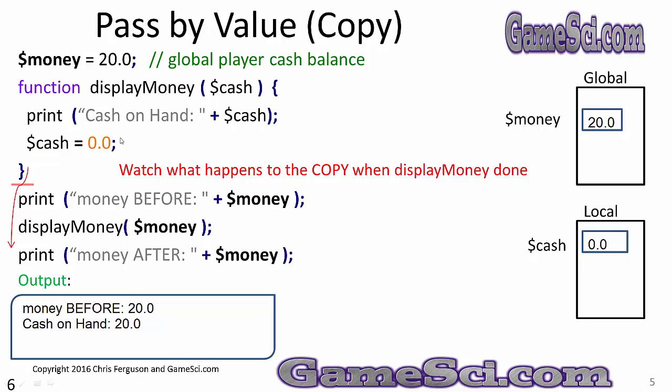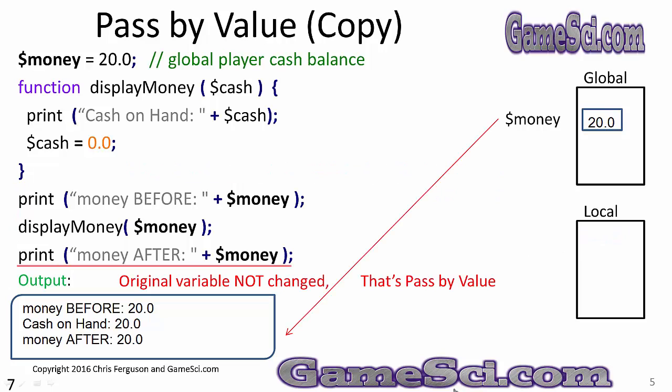Watch what happens to the copy when display money is done. Obviously, when we hit the closing curly brace of display money, we're going to go back to here. But look at this right side. Look at the local variable and look what happens to that local variable when we return. Boom, the local variable disappears. The local variable that we zeroed out, well, who cares that we zeroed out? It's not the global variable. The global variable's just fine. I print money afterwards, and guess what? The original variable's not changed. It's still $20. The function that displays how much money we have shouldn't be changing the value of the money.